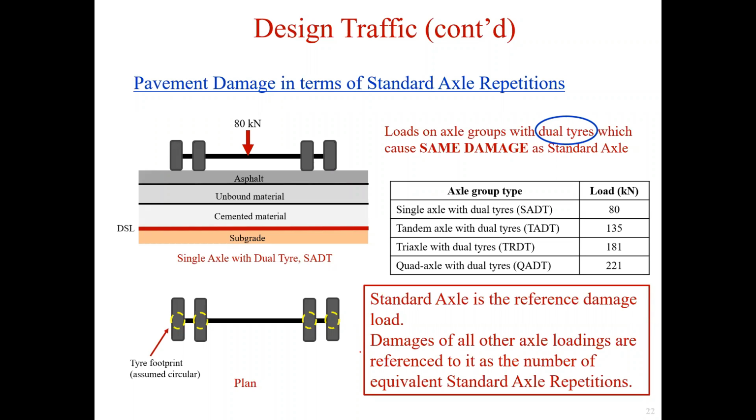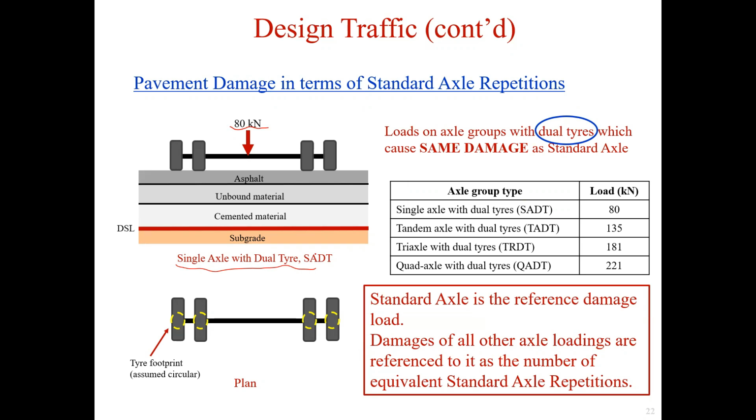So in the flexible pavement design process, the first step in assessing the ability of a pavement configuration to withstand the design traffic is to determine the extent of damage caused to the configuration by a reference axle group termed the standard axle. As shown on the slide, here is the definition of standard axle. The standard axle is a single axle with dual tires, and a load of 80 kilonewton on the axle. The standard axle is the reference damage load.